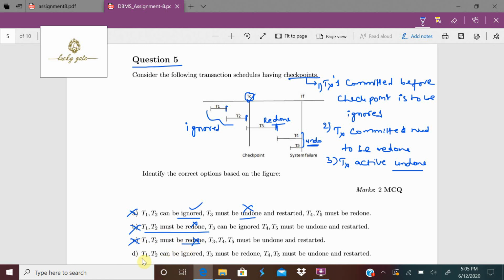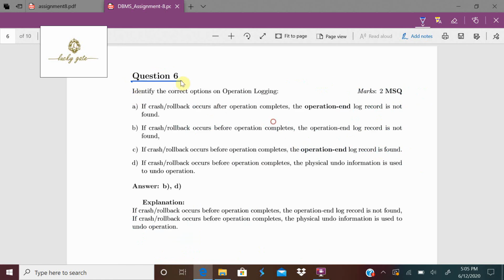Option D given: T1 and T2 can be ignored. T3 must be redone. Correct. T4 and T5 must be undone. It is also correct. So what is the answer for the question? Option D.